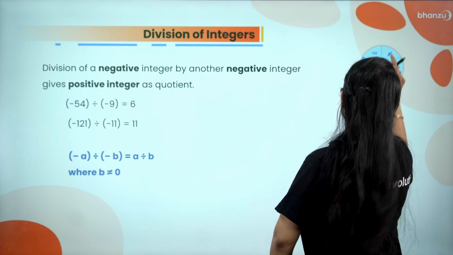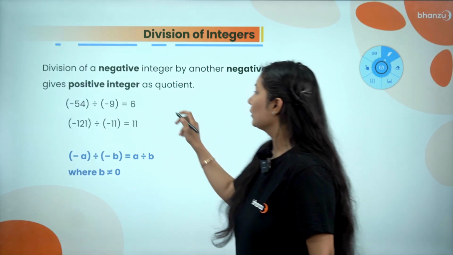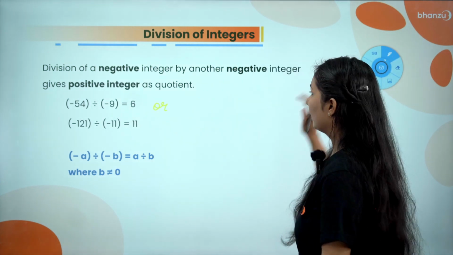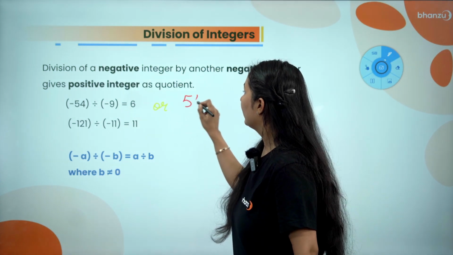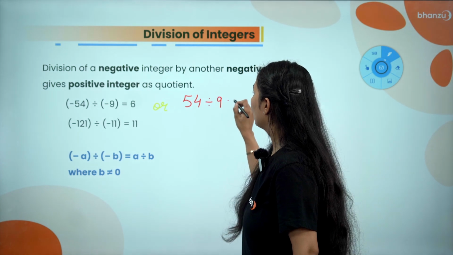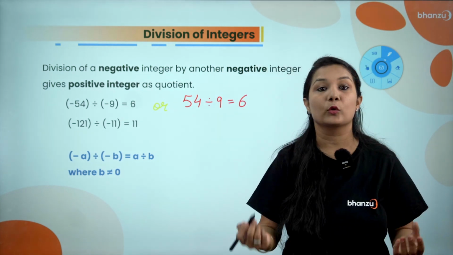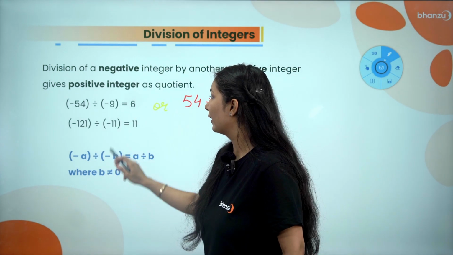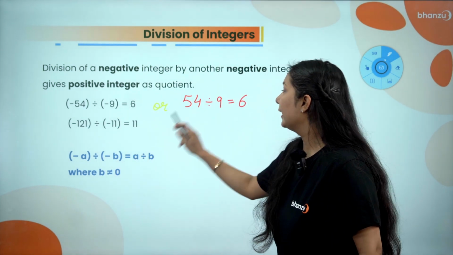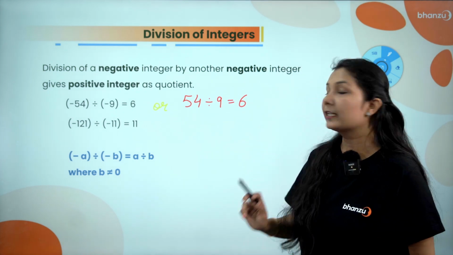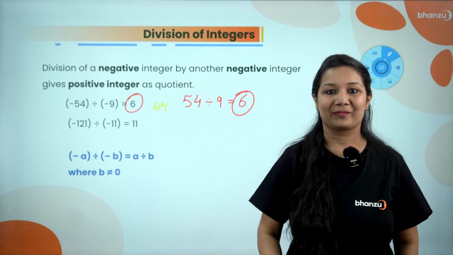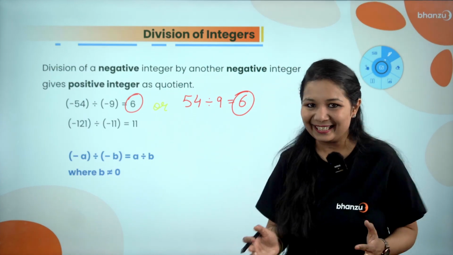Right? So let me take an example for you over here. Suppose I write this same statement as 54 divided by 9, right? What is going to be the quotient? It's going to be 6. So you can see the statement over here, whether it's minus a divided by minus b or a divided by b, it is always going to give us the positive quotient, and that too the same one, right?